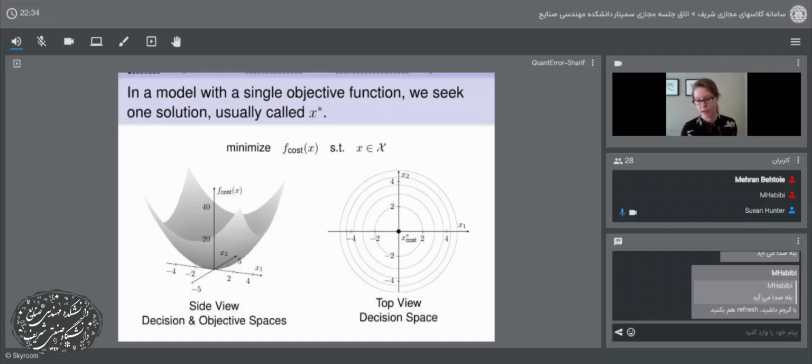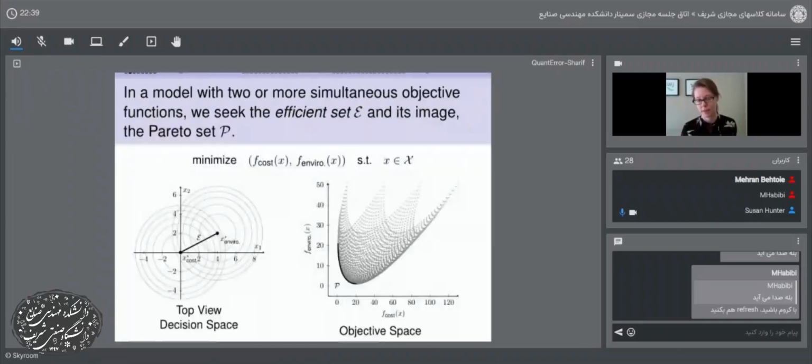So now I'm going to add an objective to this problem. We have cost we want to minimize, but say that we also have some environmental cost. And so we care about the actual monetary cost and the environmental cost. So now imagine we have two of these quadratic functions, and the second one looks a lot like the first one, but it's just moved over a little bit. And so we have this top view in the decision space, where we have the contours of the cost objective and the contours of the environmental objective. And in multi-objective optimization, we want to minimize these together.